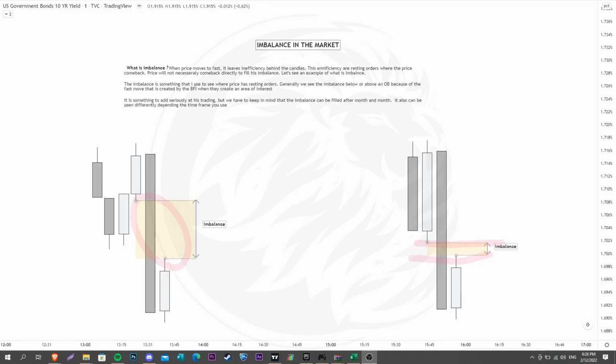I needed to talk about the imbalance in the market before going to the mitigation process. So now we will go to see the theoretical aspect of the process of mitigation.